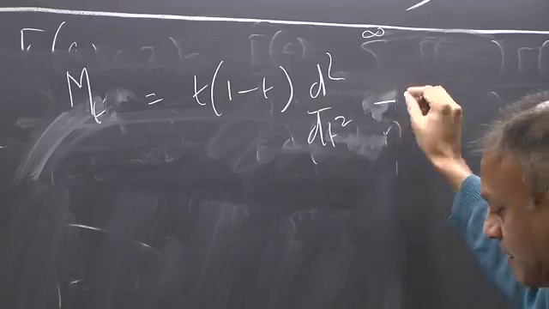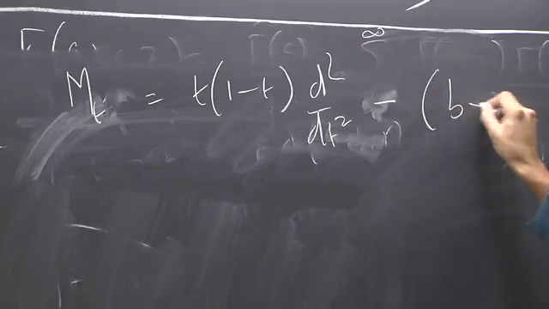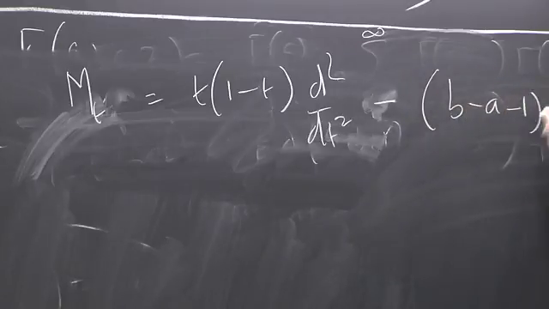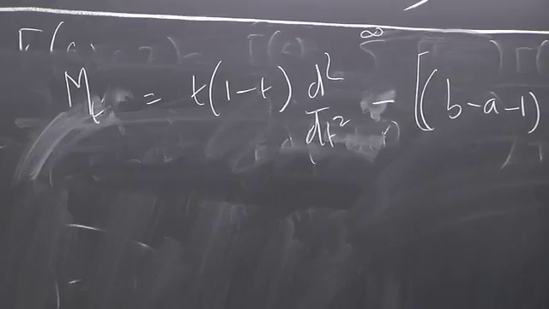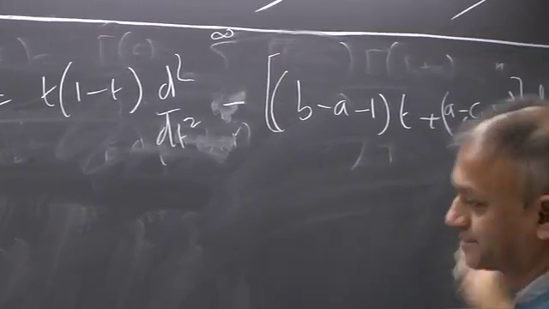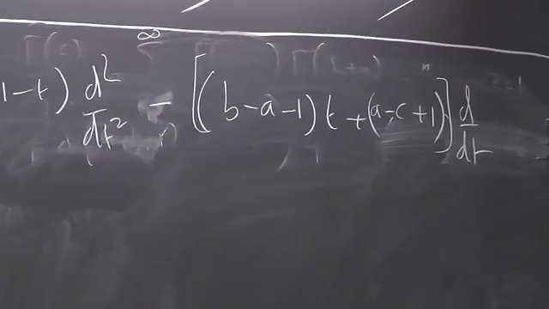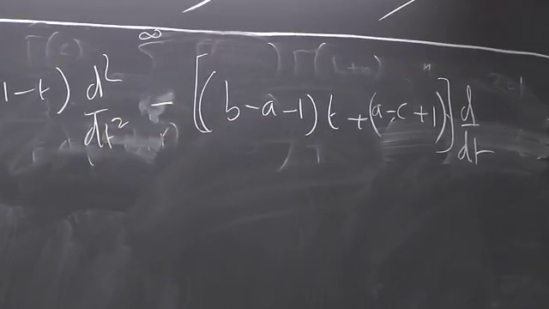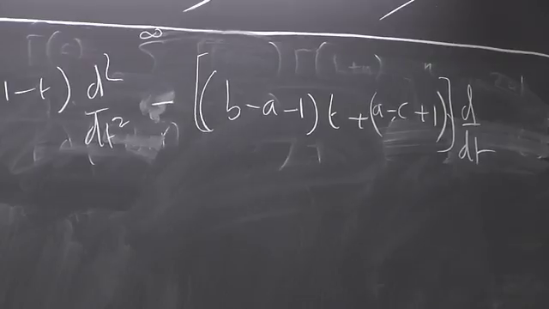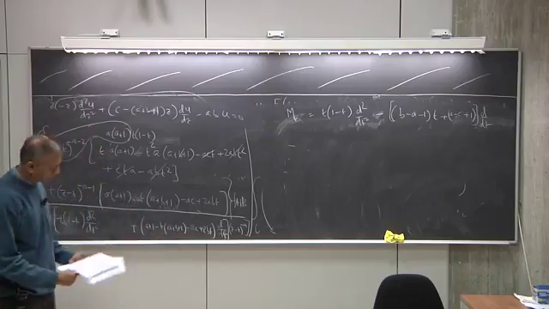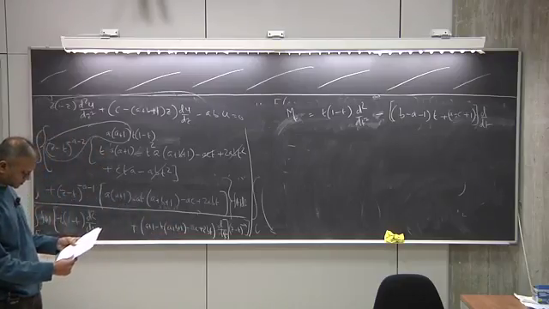So the claim is this is minus b minus a minus 1 times t plus a minus c plus 1, d by dt. Let's see, is it correct? So look at the t terms. There's a minus I have taken out. So a plus b plus 1. Now it's wrong here. Something has gone wrong.